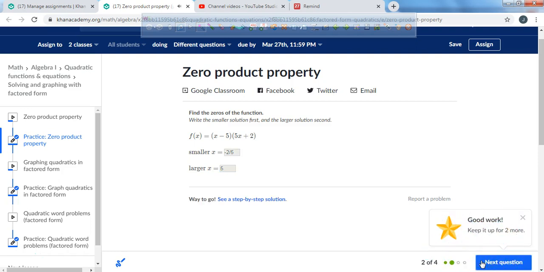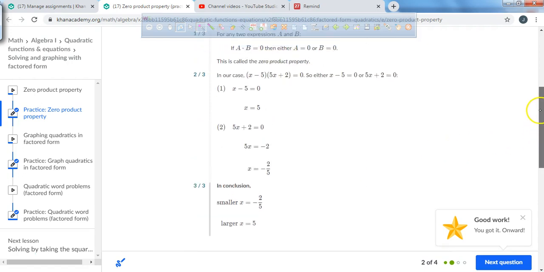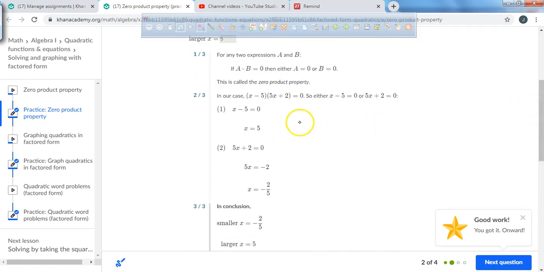Now, if you mess up and these videos aren't helping, you can also see right here where it says see step-by-step solution, and you can go down here and see what they do. Looks like they do the exact same thing that I do.